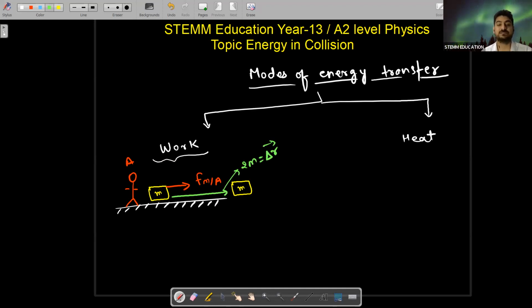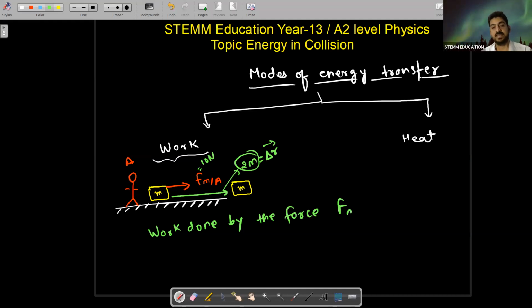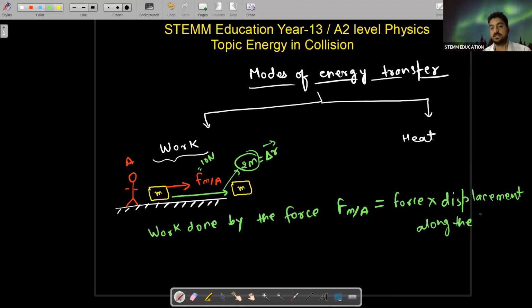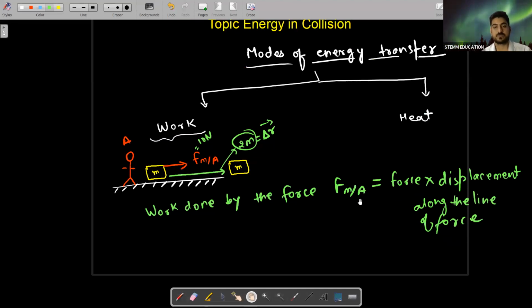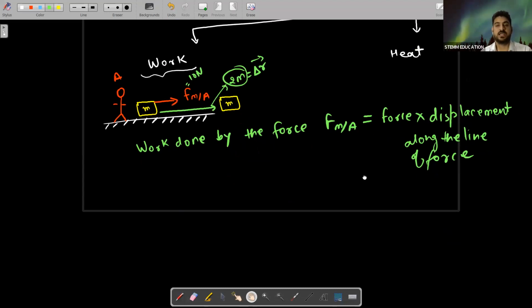So what happens if we multiply this displacement of 2 meters with the force F, let's say it's 10 Newton, then it will be equal to the work done by the force F. The work done by this force is equal to the force into displacement along the line of force. So that was the work done.